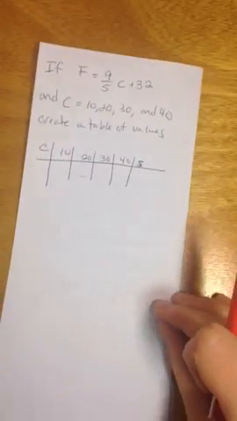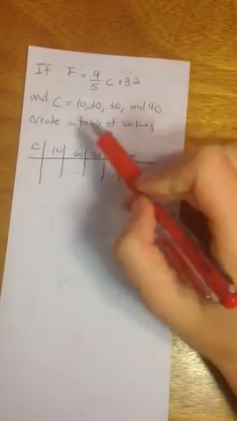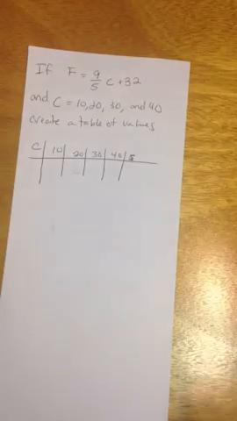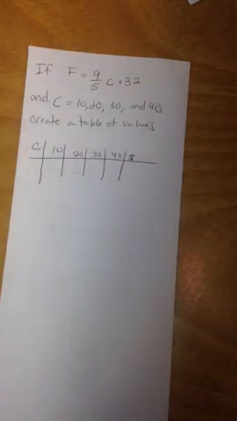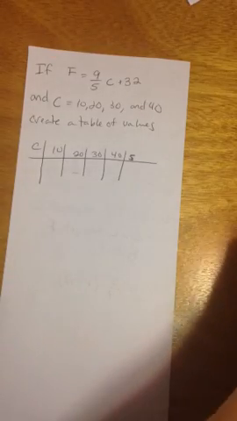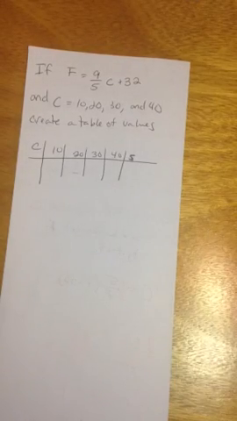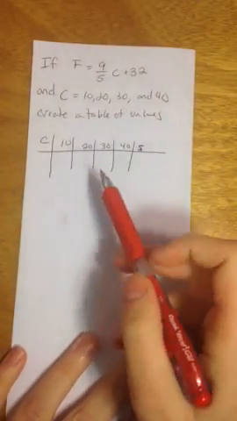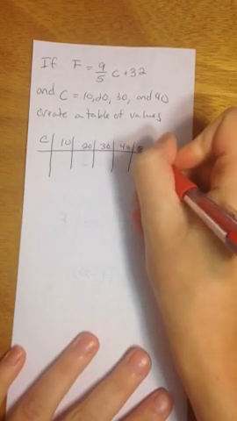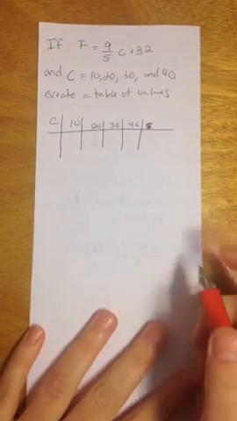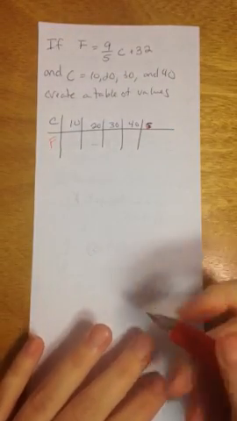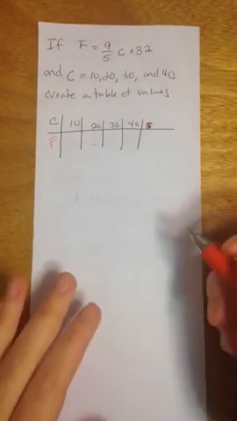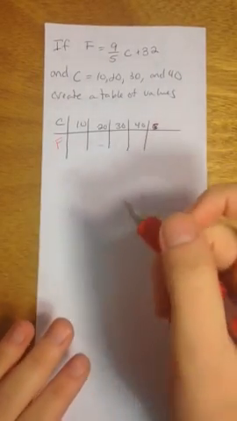So now, we're going to use that formula we just solved for in that last problem. It says if F equals 9/5 C plus 32 and C equals 10, 20, 30, and 40, create a table of values. So I started my table. I got a little excited and did 50, but we're not going to do 50. I'm going to start just like an F should be here, just like we did before in the last section.